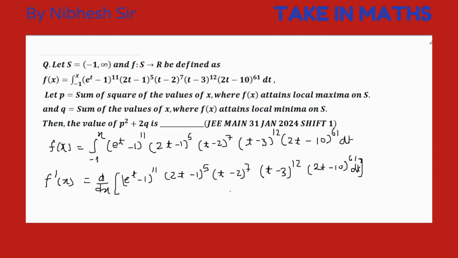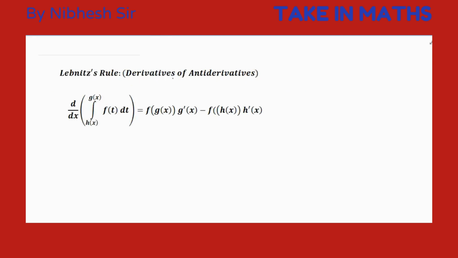Right. So now when we apply the Leibniz rule, what is basically the Leibniz rule is, we will replace the upper limit. So here is integration -1 to x, so this is basically derivatives of antiderivatives. So what is this rule here? When you have to differentiate this integration, we'll replace this t by the upper limit, that is g(x), and then differentiate g(x), that is g'(x), then minus replace this t by the lower limit h(x), and then differentiate the lower limit, that is h'(x). So we'll apply this rule here.